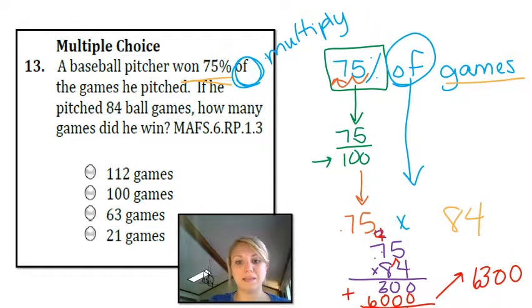And I get this. Now I have to move my decimal. Remember, you have to move your decimal. So if your decimal is 2 places over, you're going to start at the end and move your decimal 2 places over. So that tells you that your answer is 63 games.